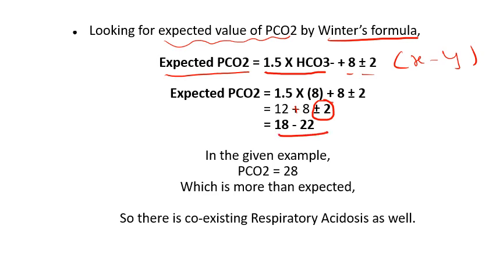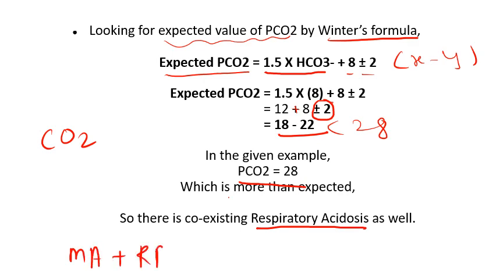In the given example, PCO2 is 28, which is more than 18 to 22, which tells us that the body is retaining more carbon dioxide than it should be retaining. So there is a coexisting respiratory acidosis as well. The primary disorder is metabolic acidosis, plus there is a coexisting respiratory acidosis.